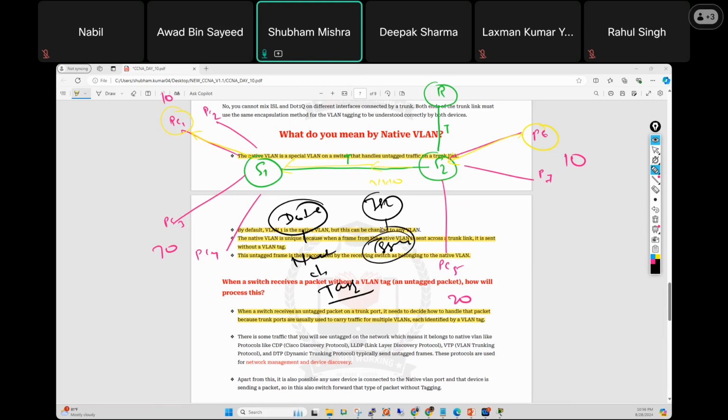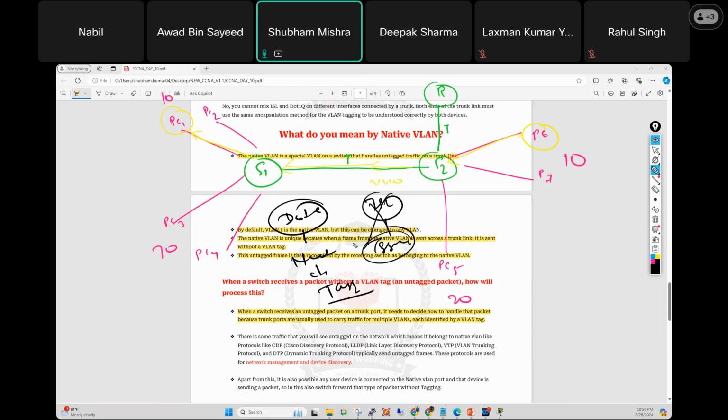This is the second difference, and that's the reason we are not using ISL. ISL even performs tagging for the native VLAN. Are you getting my point? Yes or no? But .1q does not perform tagging.